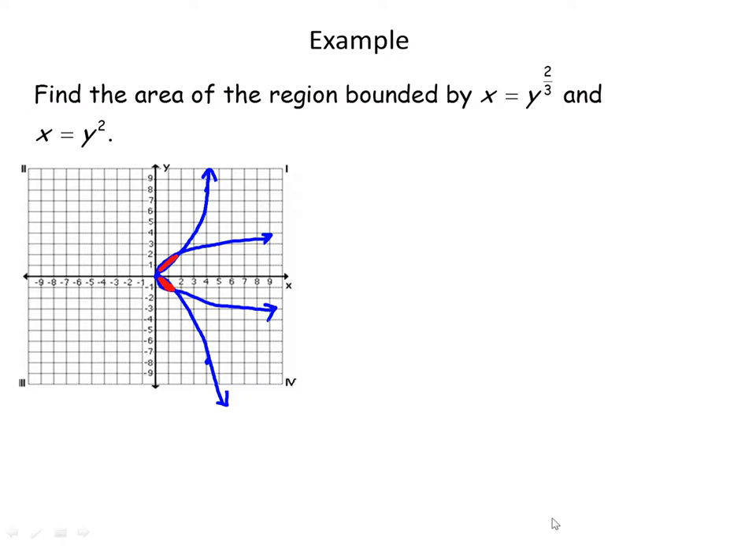We are going to use symmetry. Yes. We are going to use symmetry because of what we said. Both of these graphs are symmetrical. Since both of these graphs are symmetrical and they do have intersecting points, we are going to use symmetry. Now, do you remember how to do symmetry on an integral?